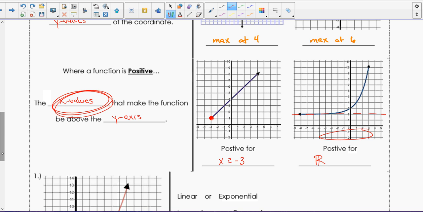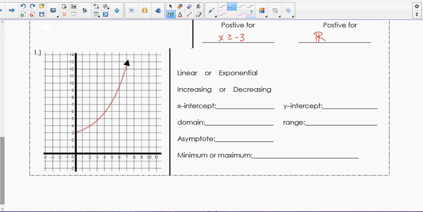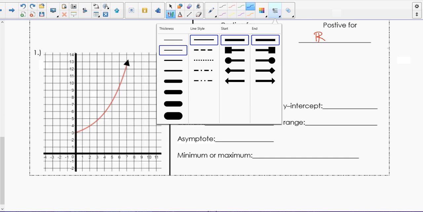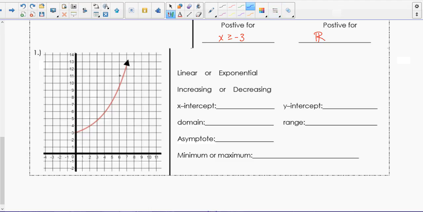Okay, so now that we've talked about those, let's go through a bunch of examples and see how we do with this. Alright, so first off, this is a curved line, so it's exponential. As I go from left to right, I can see I'm going up, so it's increasing. The x-intercept, it never hits the x-axis, so there is none. My y-intercept is right here, so that's at the coordinate (0, 3).